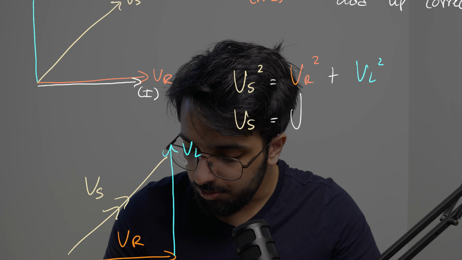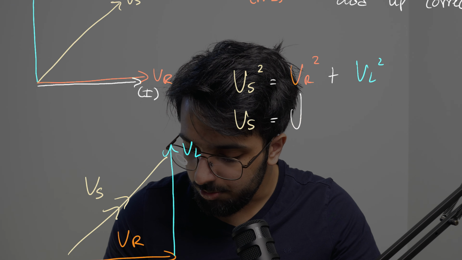Okay, and so therefore, in order to calculate Vr, we know that Vs squared is equal to Vr squared plus VL squared, and so therefore, Vr squared is equal to Vs squared minus VL squared, and so therefore, Vr is equal to the square root of Vs squared minus VL squared. And so therefore, Vr is equal to the square root of 11.5 squared minus 7.8 squared, and this gives a Vr value of 8.45 volts, okay? And again, this is the RMS value of the voltage across our resistor, okay?